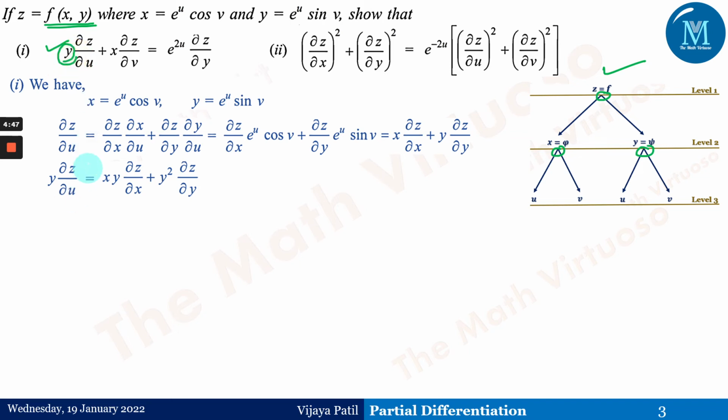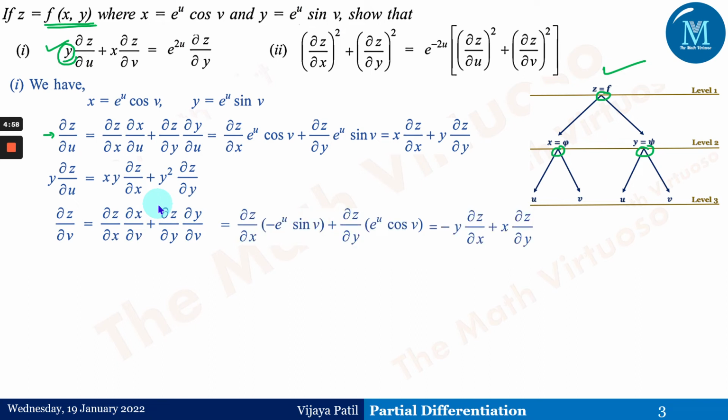That's the reason we have multiplied this particular equation with y, on both sides. Then similarly, ∂z/∂v we have found out in the same way. I'll go quickly because it's just a partial differentiation. Then we just multiply this ∂z/∂v with x, that means multiplying this entire equation with x, and we are going to get this.